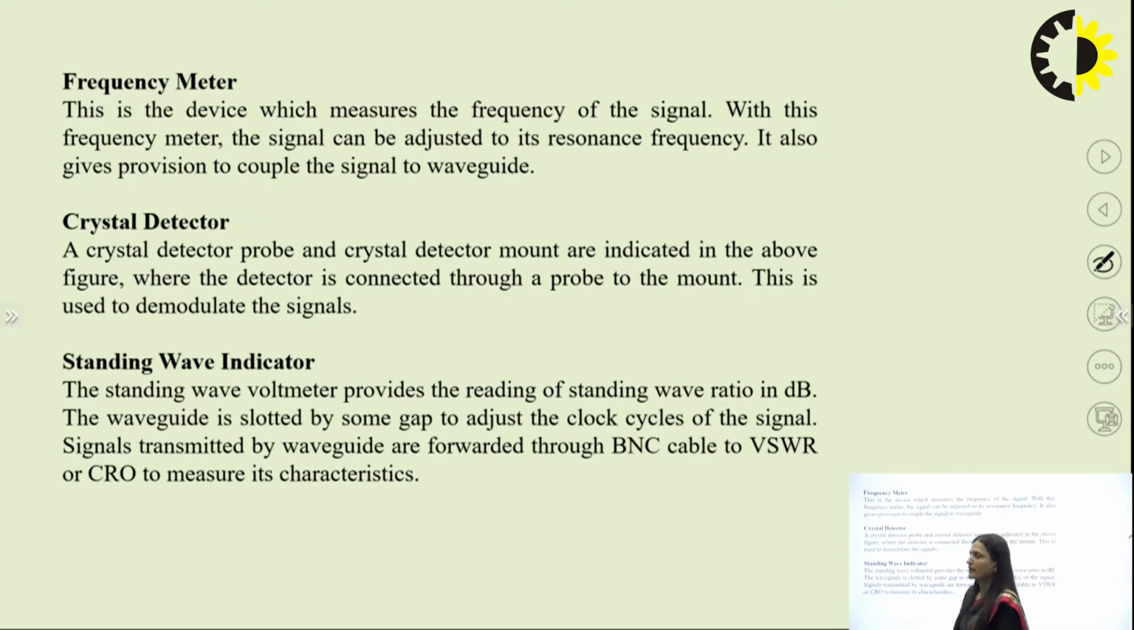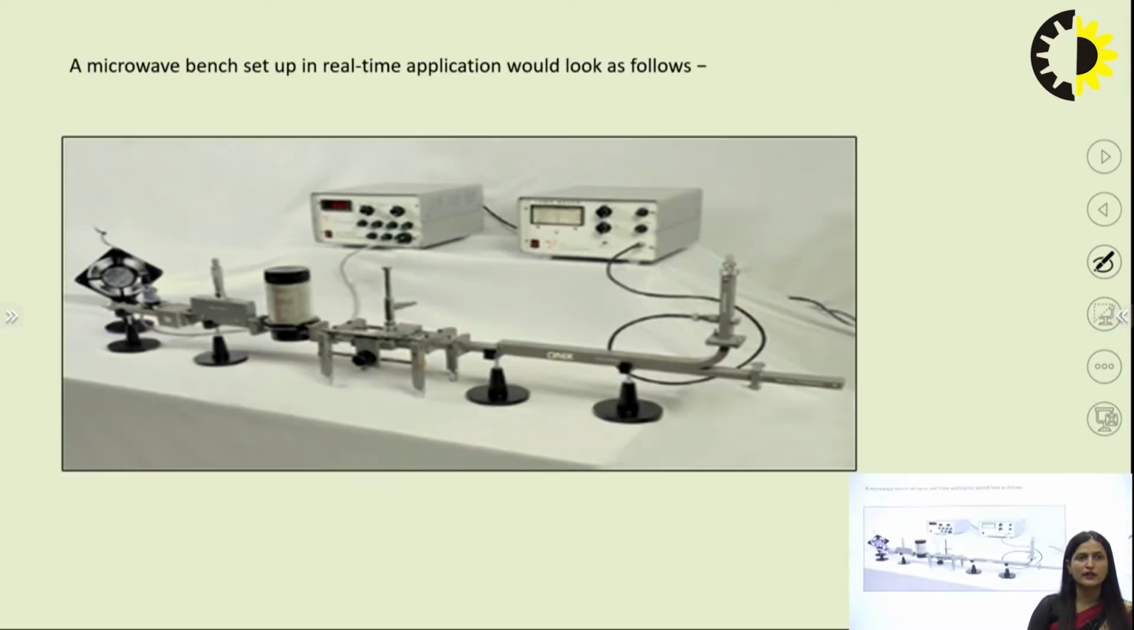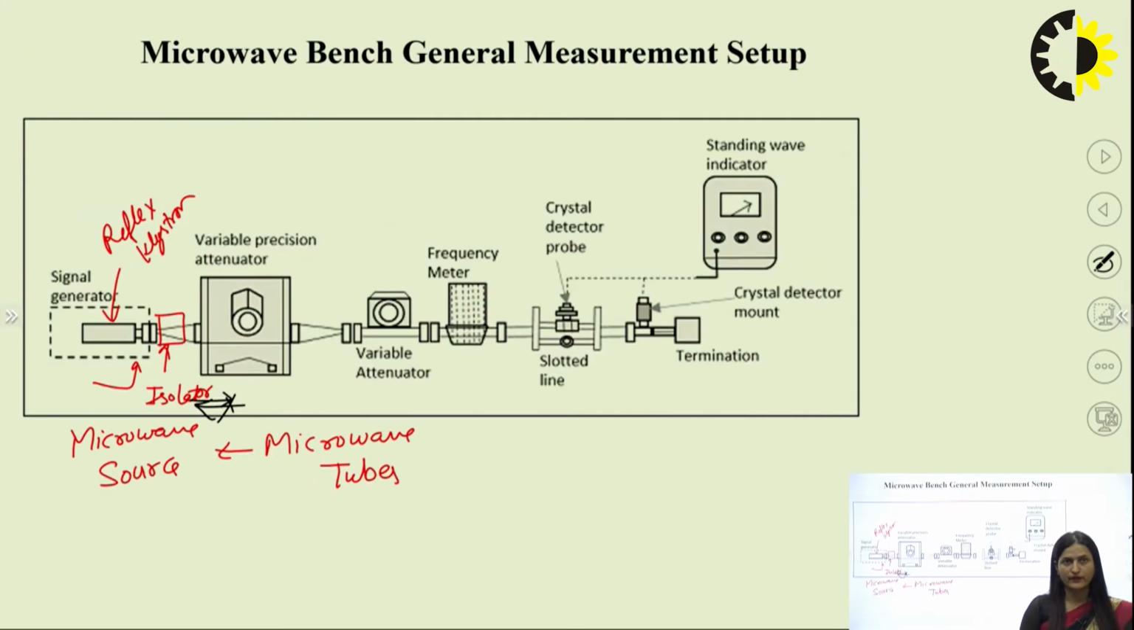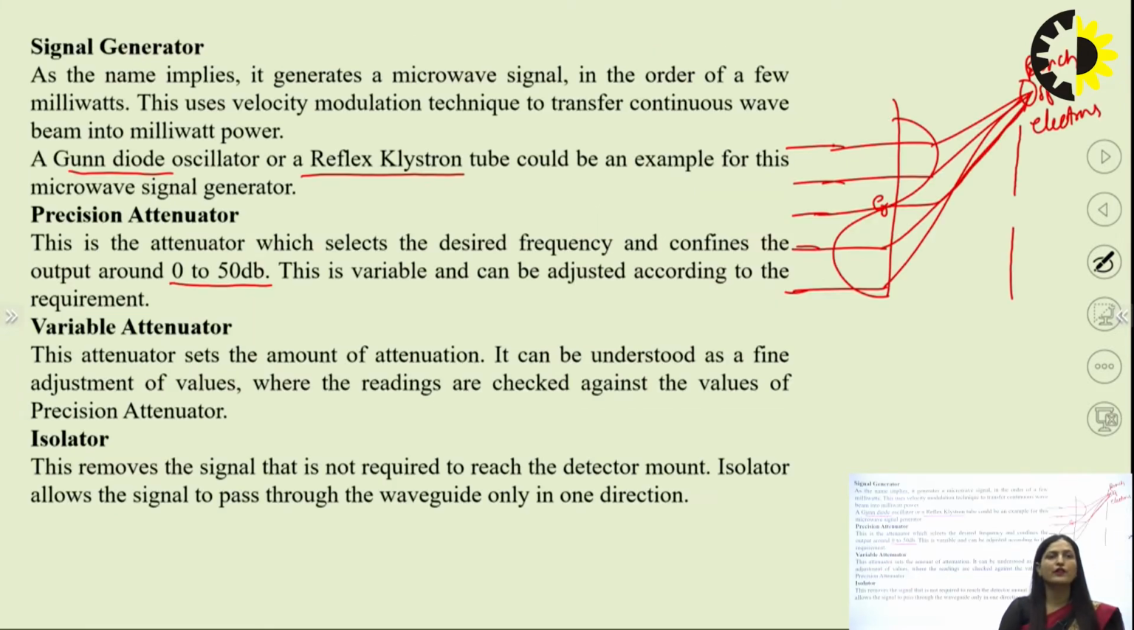Next is the crystal detector. A crystal detector probe and crystal detector mount are indicated in the above figure, where the detector is connected through a probe to the mount. This is used to demodulate the signal. See here. This probe is used to connect for demodulation. Demodulation means we want to study these microwave signals. So how can we study them? By seeing the waveform on the CRO, VSWR meter, or the power meter reading. This is called demodulation.